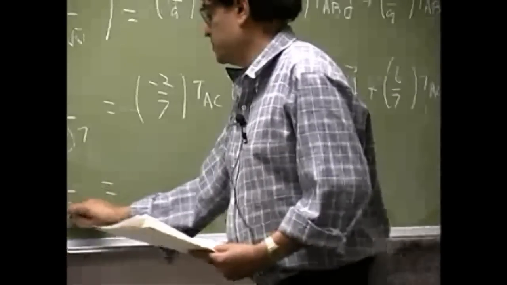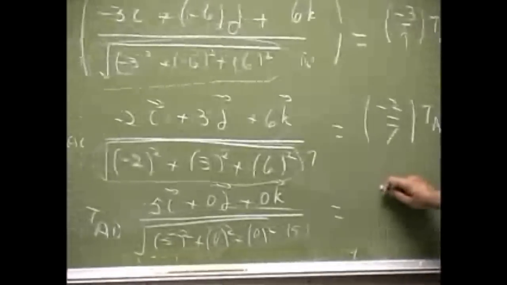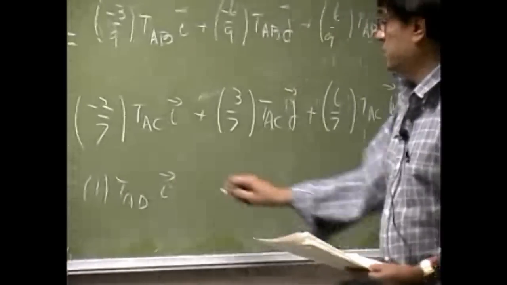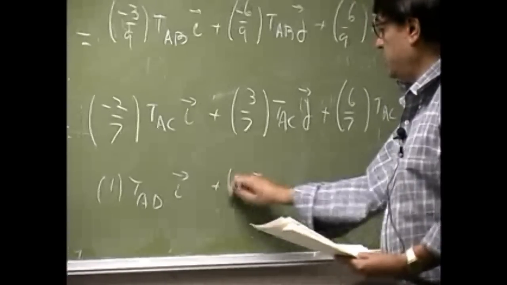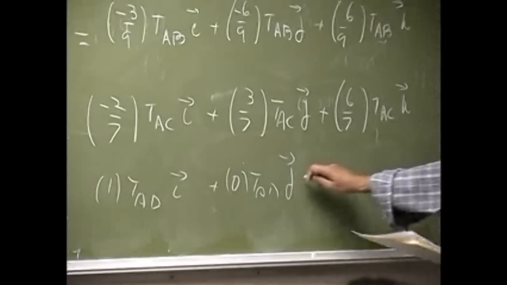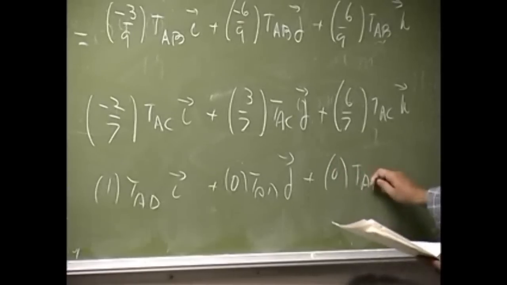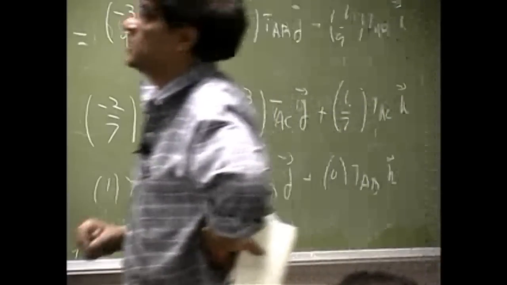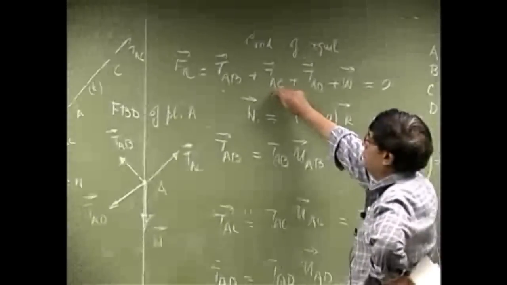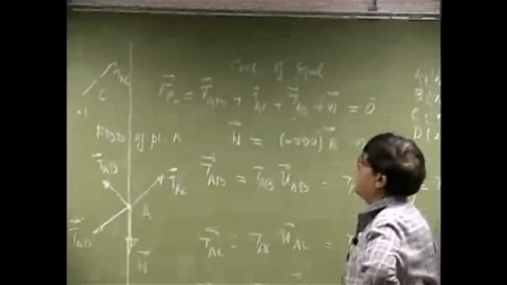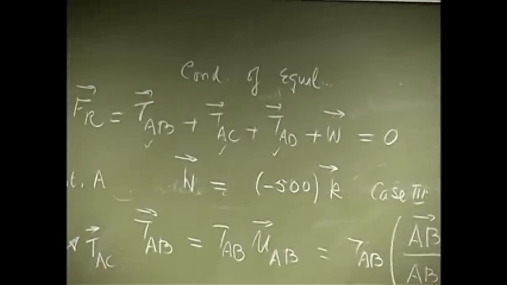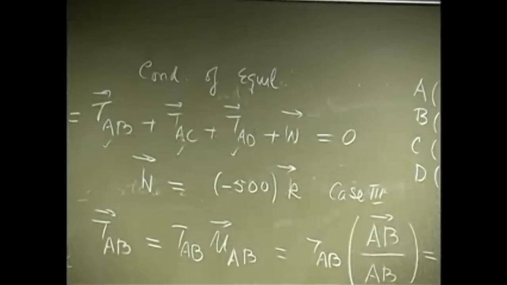Then the bottom is 5, and the 5 and 5 get canceled. And you get 1 times PAD times i plus 0 times PAD times j plus 0 times PAD times k. So that gives us the three forces, which means we found this force in Cartesian vector form, we found this force in Cartesian vector form, and we found this force in Cartesian vector form. And we already know this one here in vector form.